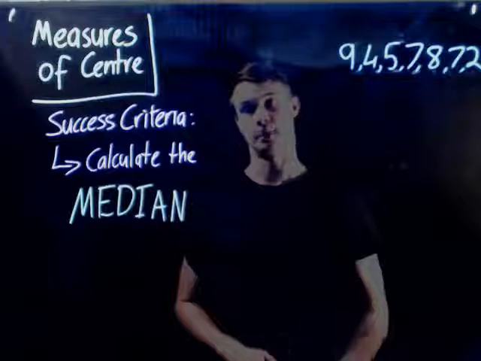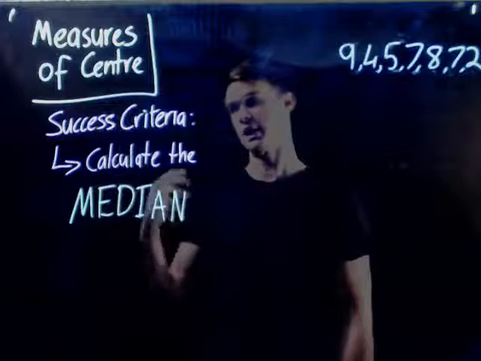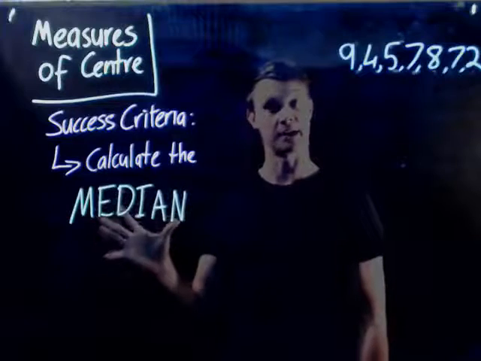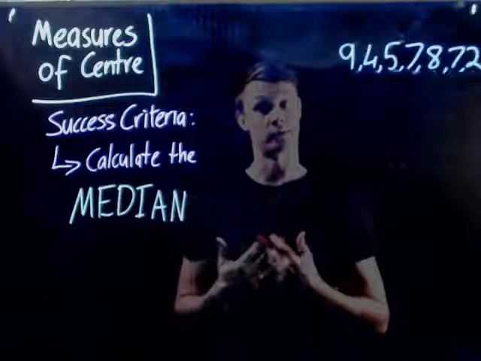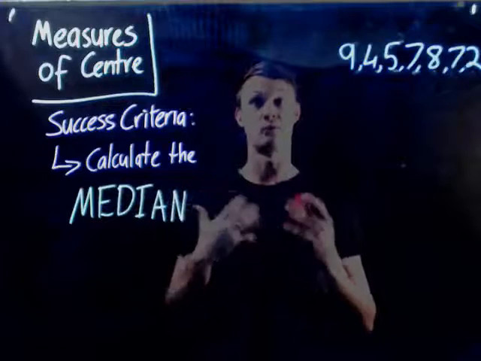Alright, in this micro lesson we're going to be looking at continuing on with our measures of centre. However, in this one our success criteria is being able to calculate and identify the median. Again, I'll give you a way that we can remember when we're dealing with mean, median and mode. We can often get confused which one is which.